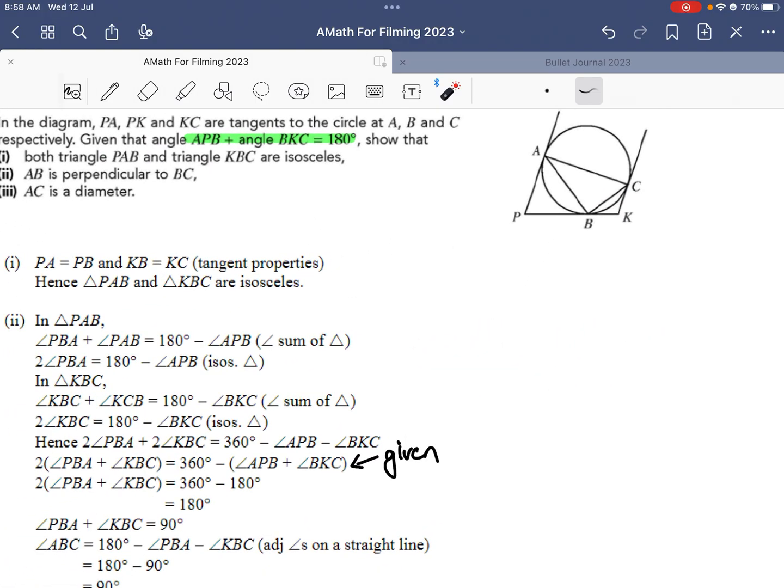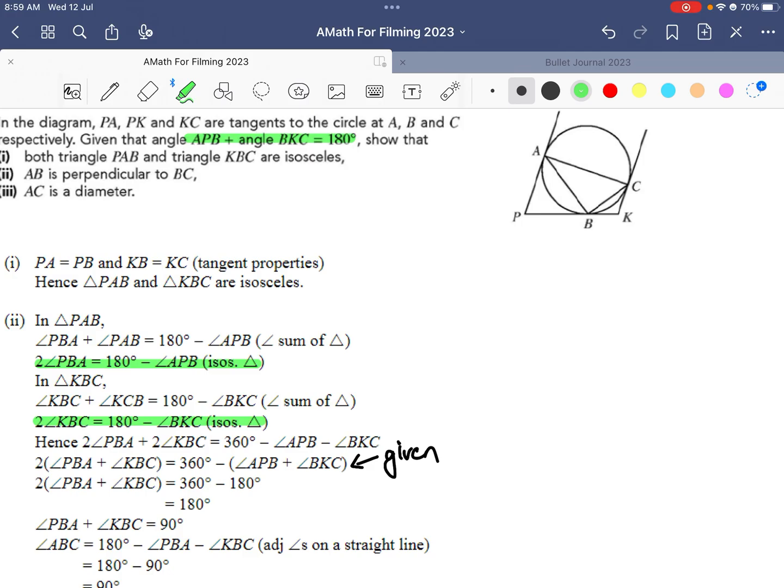Now, similar idea, what I will say here is this. Notice that KBC and KCB are the same angle because the triangle is isosceles as proven in part 1. So I can actually replace KCB with KBC. So 2 of KBC is 180 degrees minus angle BKC. Now here, let me just use my highlighter function. So basically, 2 angle of KBC is this, and 2 angle of PBA is equals to this. So what I can say is this, I just add all of them together.